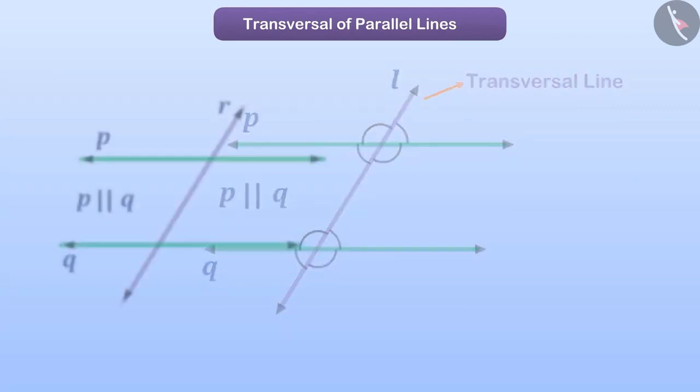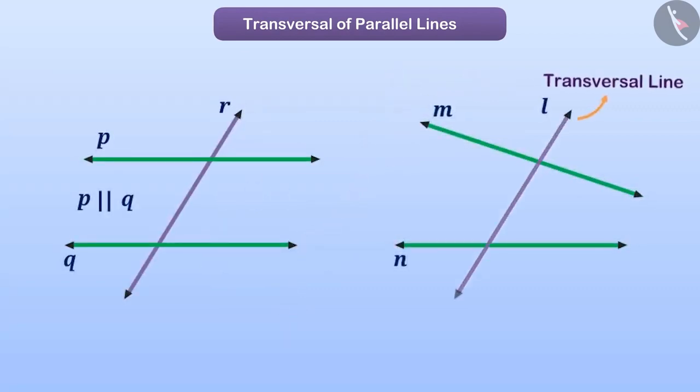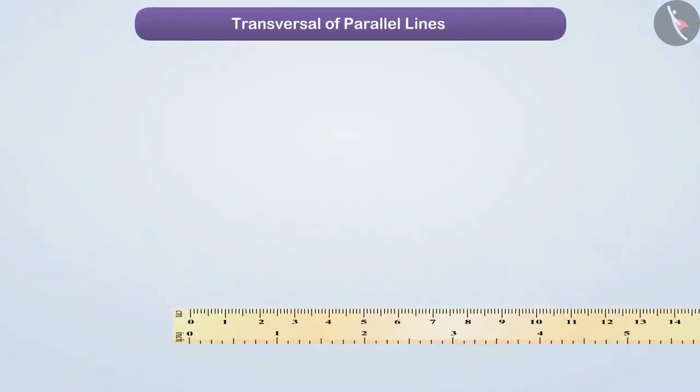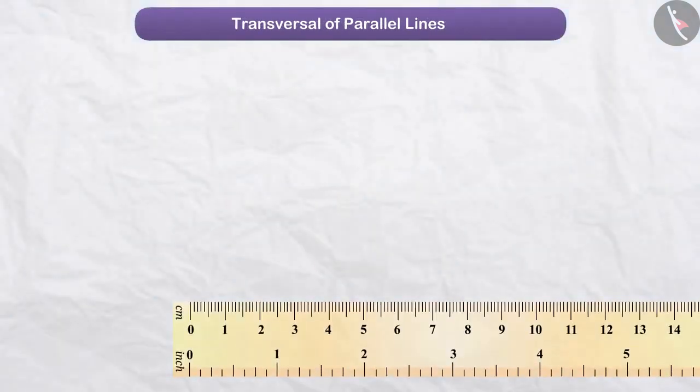In the previous video, we learnt the transversal of two lines makes different angles. When those two lines are parallel, we get to know even more interesting things about the angles made by the transversal. Let's learn about them. We will understand this by doing an activity.